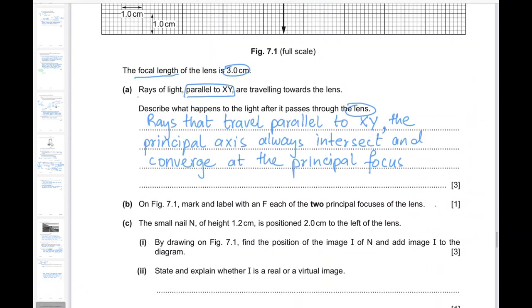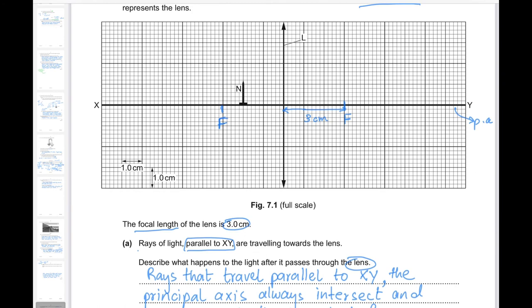C. The small nail N of height 1.2 centimeters is positioned 2 centimeters to the left of the lens. By drawing on figure 7.1, find the position of the image I of the nail N and add the capital letter I to the diagram. Okay, so the nail is placed between the lens and the principal focus. Whenever this happens, a virtual image is formed.